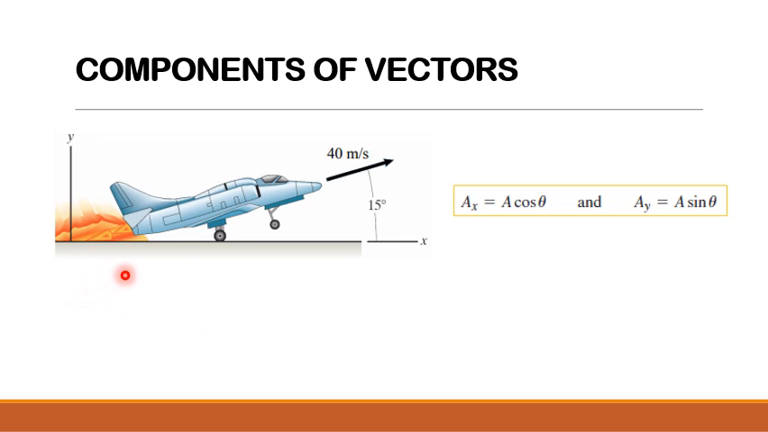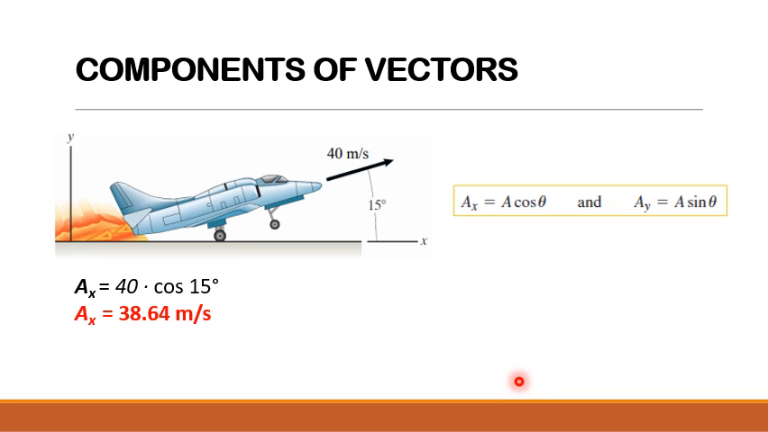Let's say an airplane is to be launched. It's about to depart. Now it's moving at a velocity of 40 meters per second at an angle 15 degrees from the positive x-axis. So how are we going to get the x component of the vector 40 meters per second? To do that, you just have to multiply 40, which is the magnitude or the velocity of the airplane, multiplied to the cosine of 15 degrees. So the result is 38.64 meters per second.